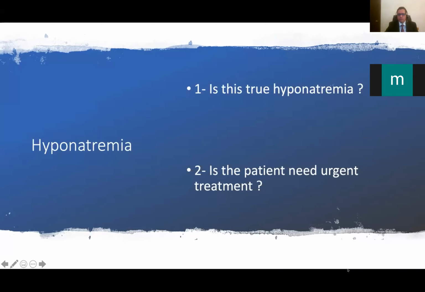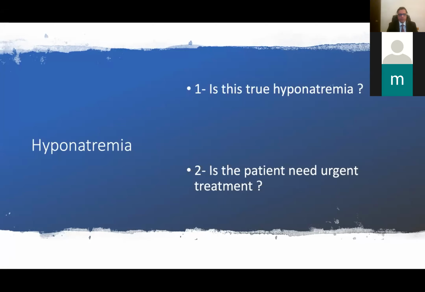So for me as an emergency physician, if I am treating a patient with hyponatremia, this is my way to divide the hyponatremia: does this hyponatremia need urgent intervention or not? If I face a patient with hyponatremia, I should ask myself 2 questions. Is this a true hyponatremia? And the second question: does this patient need urgent treatment or urgent correction?